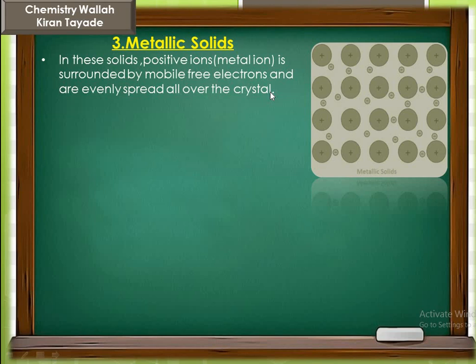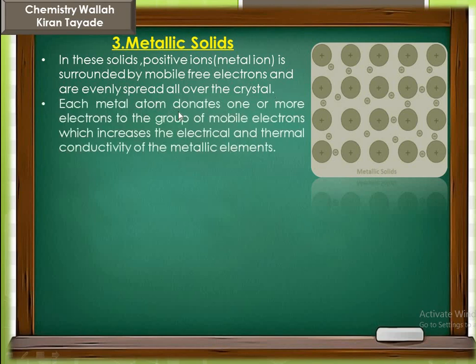So here in the metallic solids, each metal atom donates one or more electrons to the group of mobile electrons, which increases the electrical as well as thermal conductivity of metallic elements. So the number of electrons increases, and as the number of electrons increases, their electric conductivity and thermal conductivity also increase.